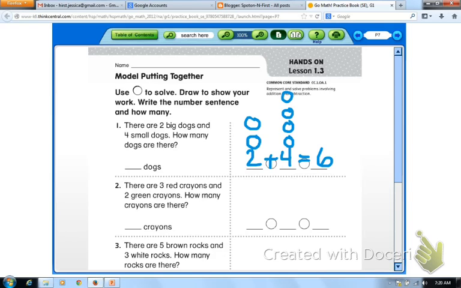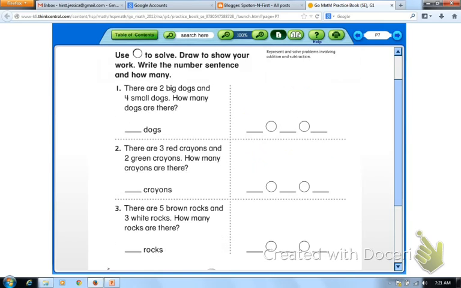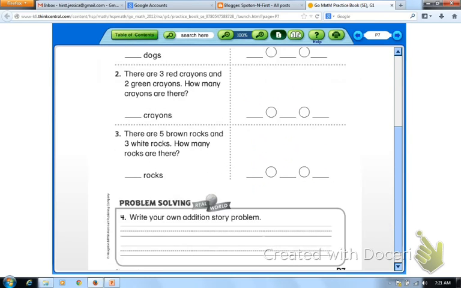You're going to do that same thing on number 2 and 3. Down at the bottom, they ask them to write an addition story problem. That would be just like numbers 1, 2, or 3. They're just making up their own problem and also have them solve it as well.